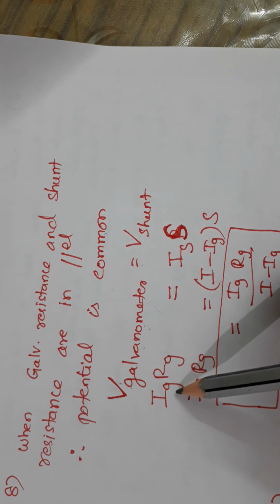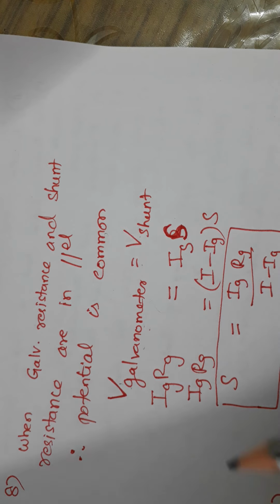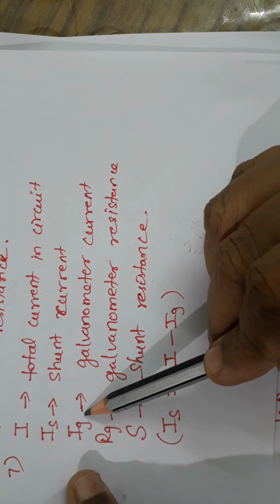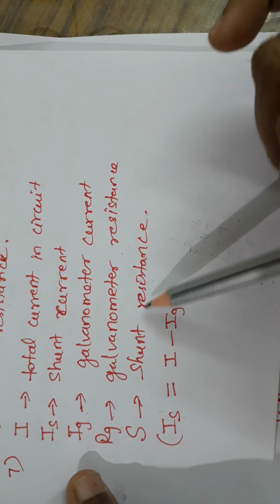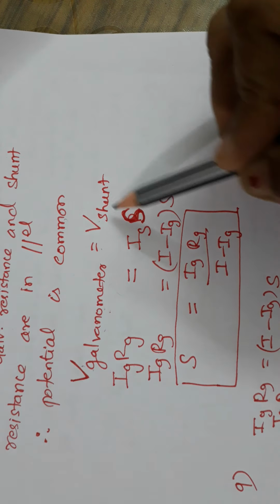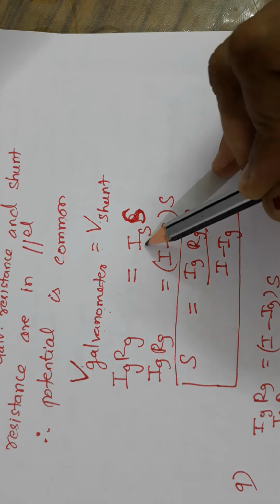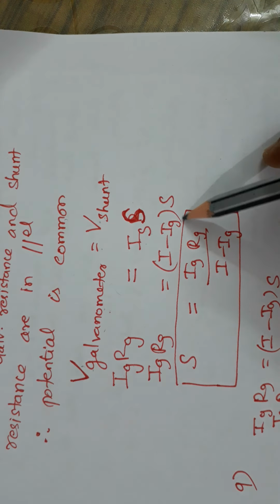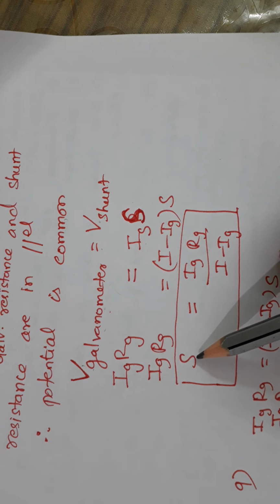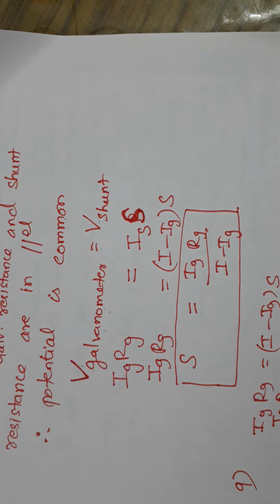Galvanometer current is IG, galvanometer resistance is RG. Already you have noted this down. In the same way shunt current is IS and shunt resistance is S. So you can write the voltage across the shunt as shunt current IS times shunt resistance S. IS value is I minus IG, and if you rearrange this, the value of shunt resistance S is equal to IG into RG divided by I minus IG.